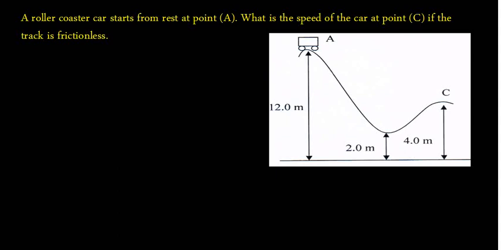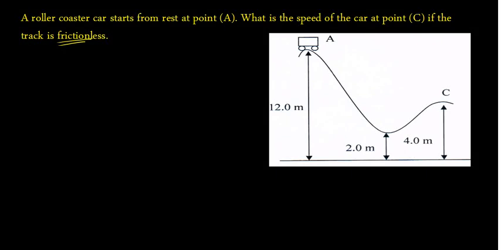Now, I have a roller coaster car that starts from rest at point A, and I'm asking you what is the speed of the car at point C if the track is frictionless. The word frictionless confirms that this system is going to conserve the energy, so there will be no energy lost. We are assuming a perfect or ideal scenario.